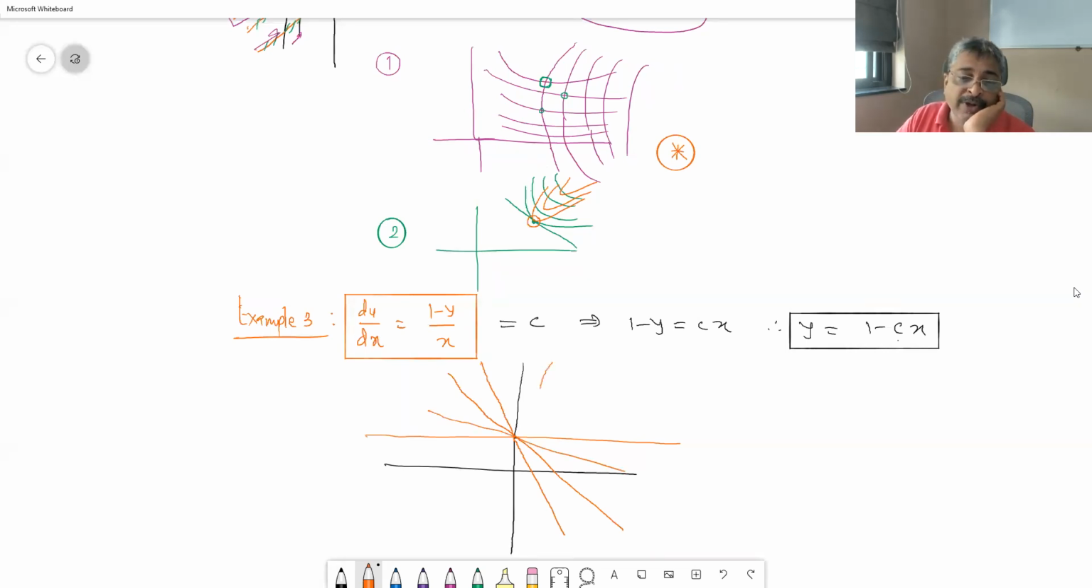And so on, for different values of C. This is 2. C is equal to minus 2. C is equal to minus 1, something like that. C is equal to minus half.